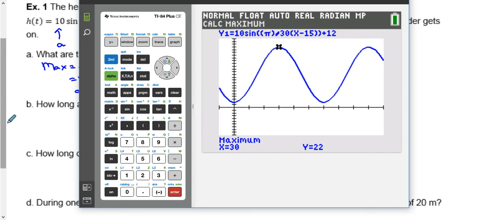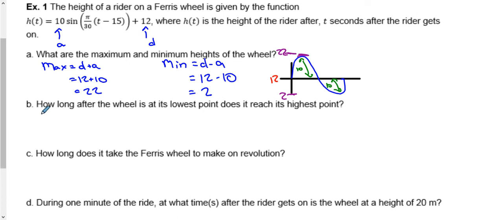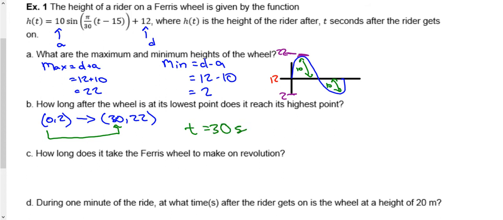So really, we're looking at the coordinates of the following. The first coordinate is 0, 2, and that's the lowest, and it reaches its highest point at 30, 22. So you have your minimum, you have your maximum. How long did it take? Well, it clearly took from 0 to 30 seconds, which is therefore just time equals 30 seconds to go from your minimum to your maximum, or your lowest to your highest.